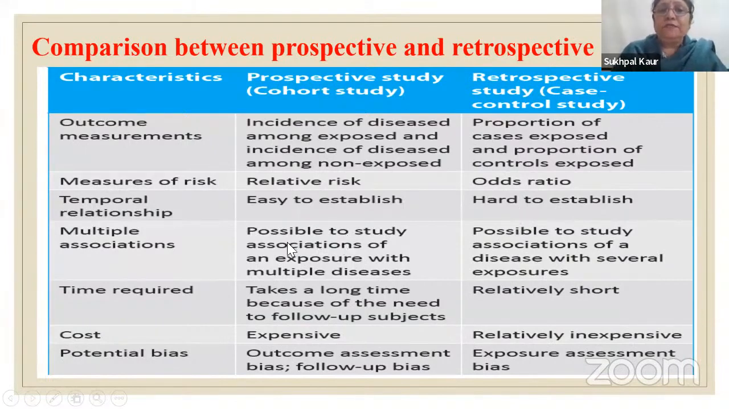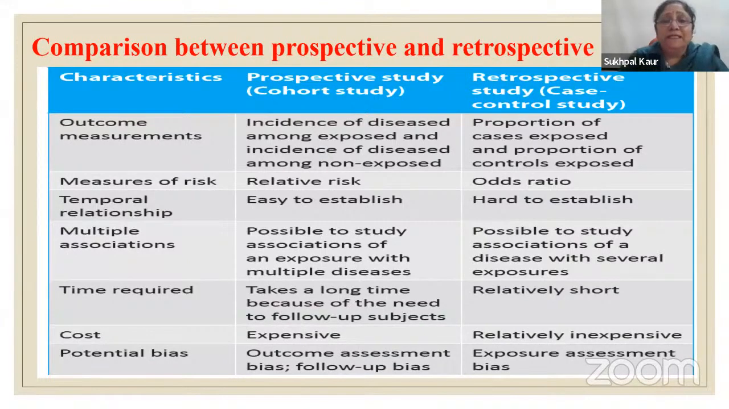Multiple association: it is possible to study the association of an exposure with multiple diseases, and it is possible to study the association of a disease with several exposures. Time required is long in prospective studies because we have to follow up the subjects over a period of time, and in retrospective it is relatively short. Prospective studies are more expensive and retrospective studies relatively less expensive.